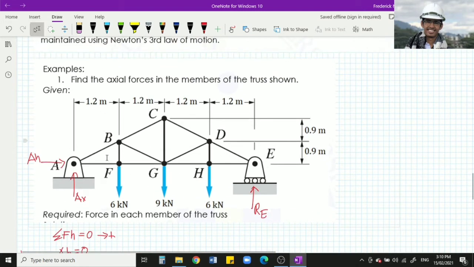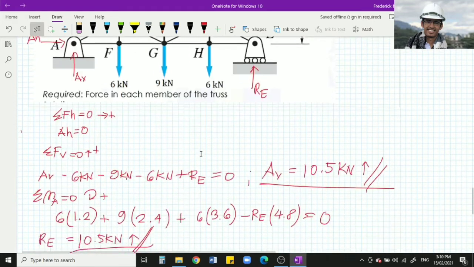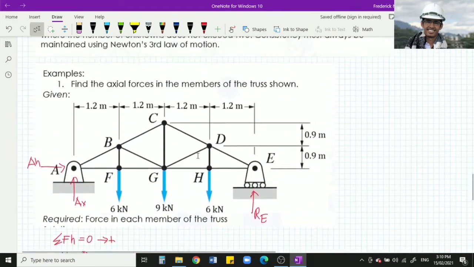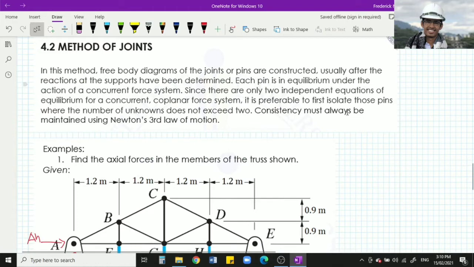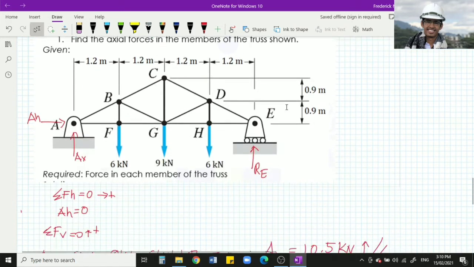Ngayon madidetermine na natin yung axial forces na nag-act sa ating members. Okay? So first, katulad yung sabi niya dito, i-isolate natin yung mga pins. So we must isolate those pins where the number of unknowns does not exceed 2. So sa method of joints, yung joint i-isolate natin para makuha natin yung mga forces in each member.